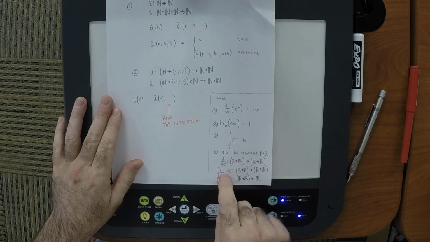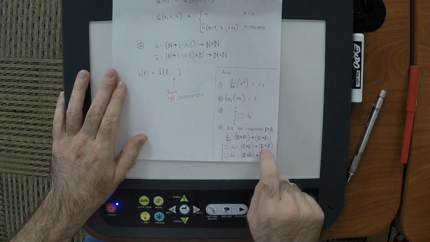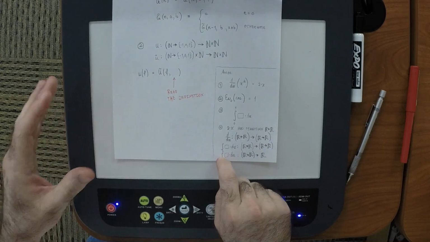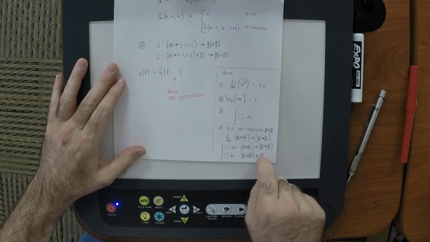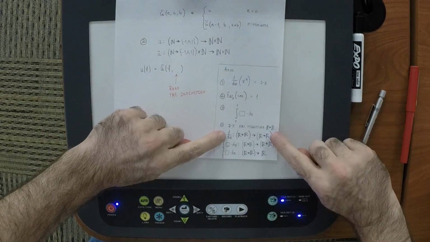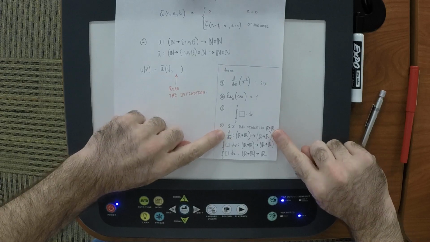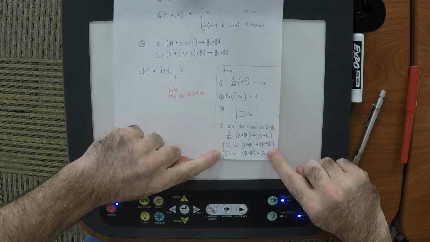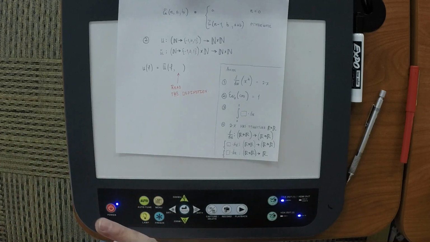An antiderivative is a function whose input is a function and whose output is a function. And an integral is a function whose input is a function and whose output is a number. So this signature, functions to functions, such things are called operators. This signature, functions to reals, such things are called functionals. And those things are near and dear to mathematicians' hearts.